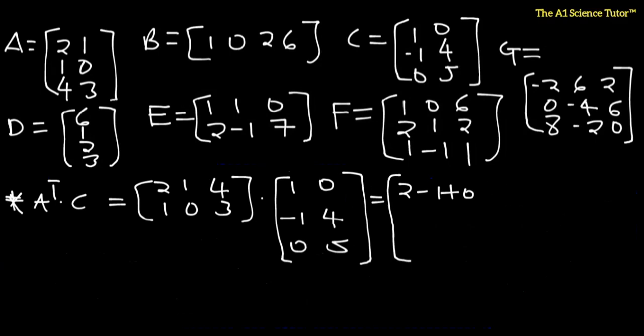So this is going to be 2 multiplied by 0, which should give us 0. And there is a 1 multiplied by 4, which gives us 4. And lastly, we have 4 multiplied by 5, which basically gives us 20.